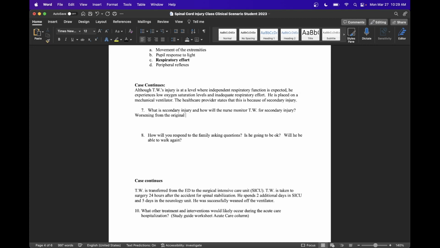And when you think cervical, what's the first thing that you think of? Respiratory, absolutely, always respiratory function. So monitoring that respiratory assessment and the motor and sensation to see, has it changed? Has it gotten worse? Now, if it completely disappears, well, then I know we're in spinal shock.